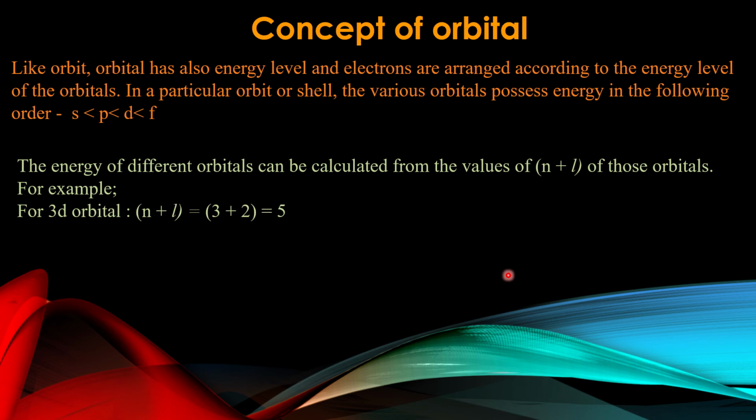For example, here for 3d. For the 3d orbital, what is the value of n plus l? For 3d, the value of n is 3. It is the third shell orbital, 3d. And for d, what is the value of l? For d, the value of l is 2.